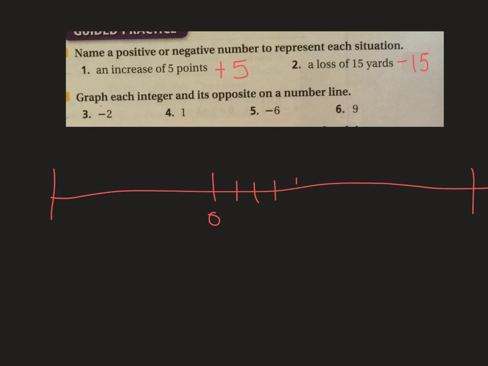1, 2, 3, 4, 5, 6, 7, 8, 9. Here's 9. I'm going to label it so I can come back to that later. Here's 1. 1, 2, 3, 4, 5, 6, 7, 8, 9, 10. Okay, negative 2 right here. Negative 2. Notice how 0 is always my starting point. And negative 6. 3, 4, 5, 6. Negative 6 is right there. Okay, so we did those.